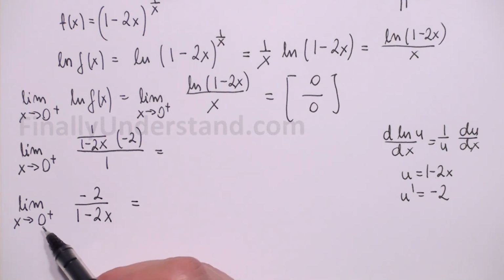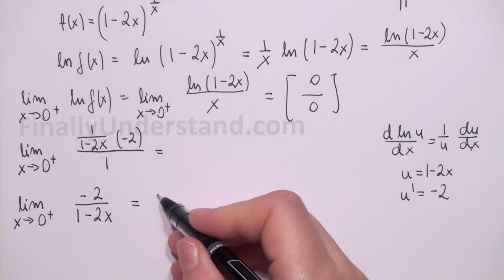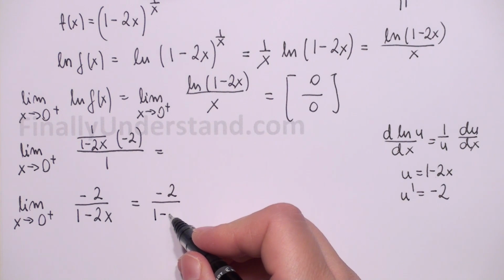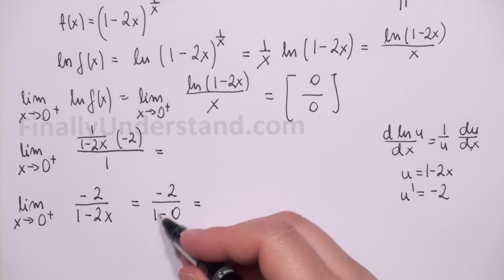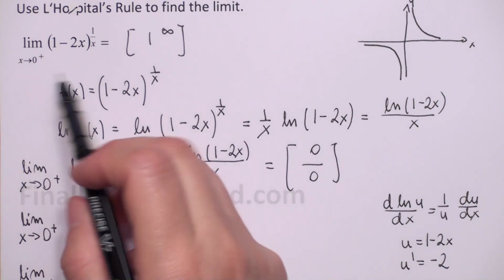Now, when x approaches 0, let's see what we will have here. The numerator is negative 2. The denominator is 1 minus 2 times 0, which is 1. So we have negative 2 over 1, which is negative 2. Now we have to come back to our limit.